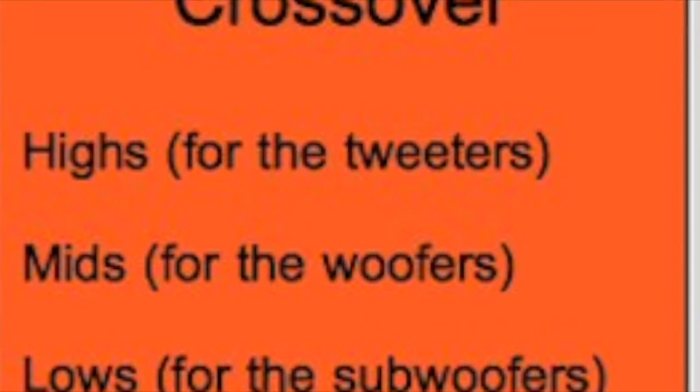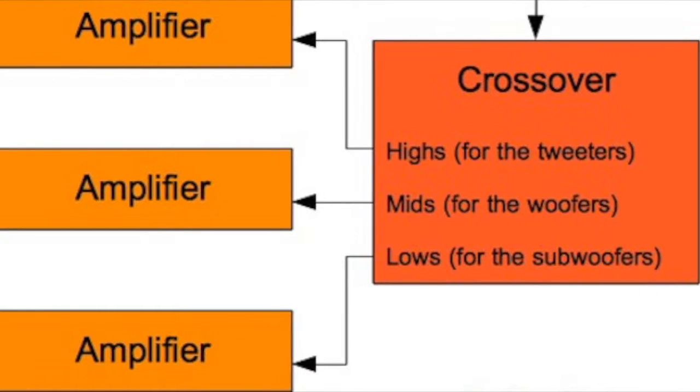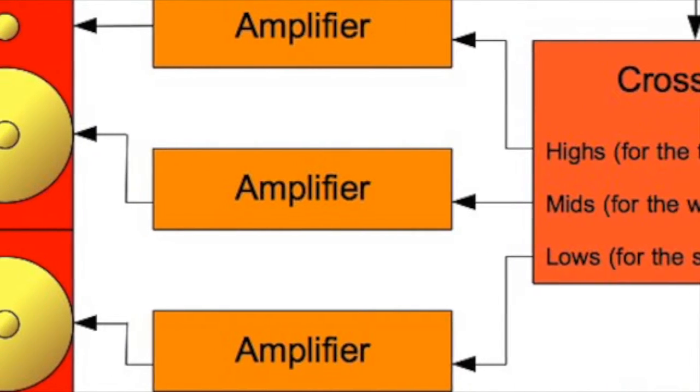For front of house, the signal is sent to the crossover, which splits the signal into high, mids, and low. The split signals are then sent to the appropriate amplifiers, which boost the small volume of the signal.